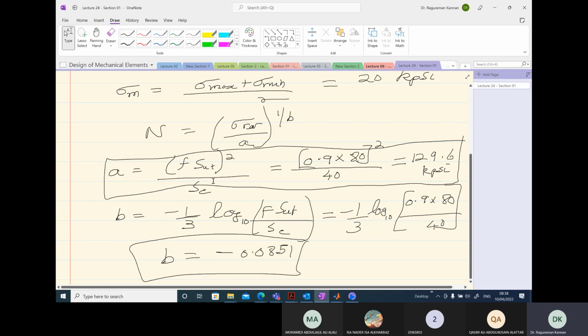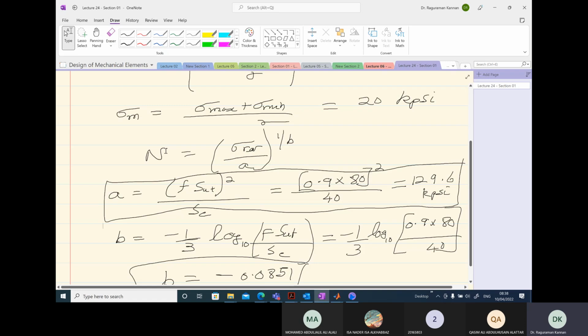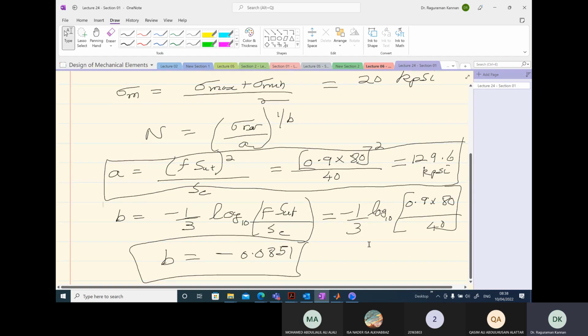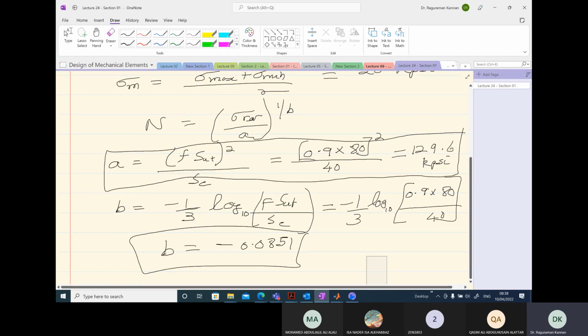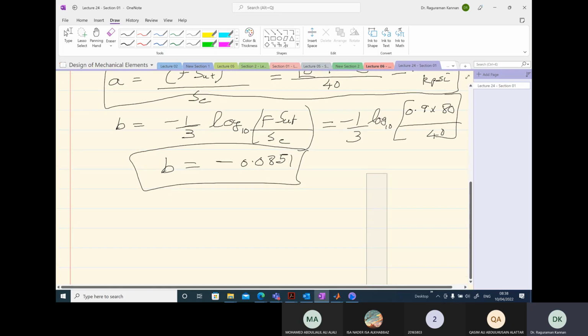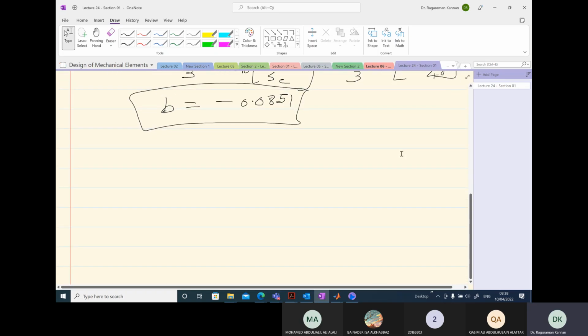Okay, so we have A and b, and we should be able to calculate the number of cycles to failure. But then we see there is a sigma reversible term here. How do I find what sigma reversible is? To do that, I have to draw the Haigh diagram and figure out the equivalent reversible amplitude of stress, so that I can figure out the number of cycles to failure.